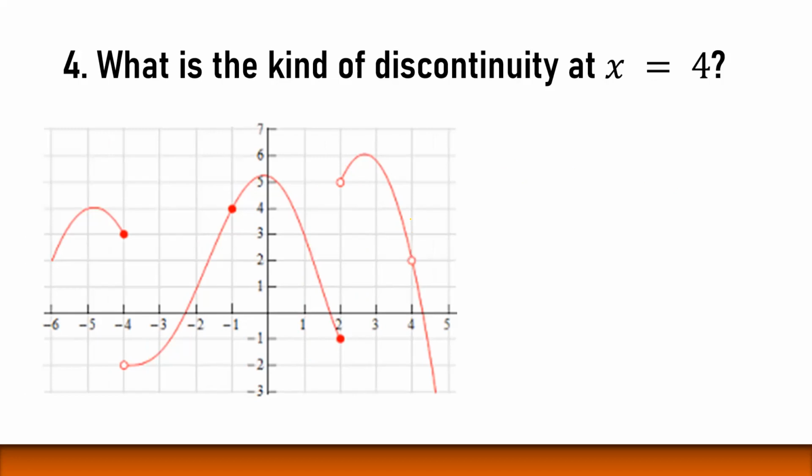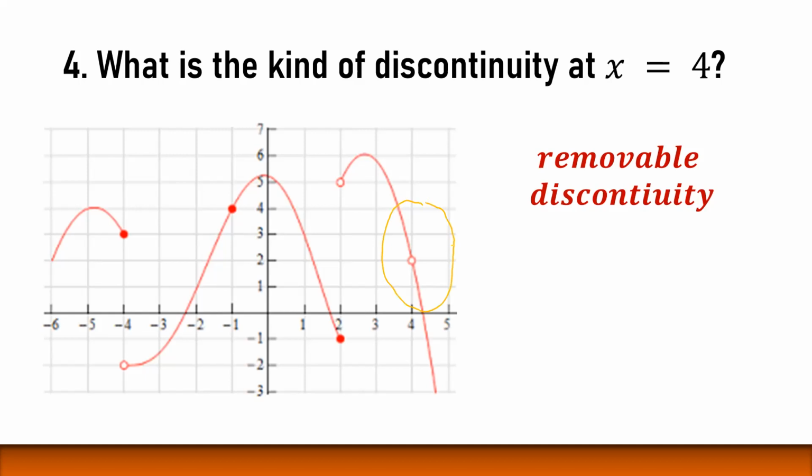Okay, and the answer is removable discontinuity. Okay, the limit from the left tsaka from the right of 4 are equal. They are both equal to associated y here. Kasi leading tayo towards this hole, associated y is 2. So ito yung limit from the left and right of 4. Pero dun sa positive 2 natin, we have a jump discontinuity. Ganun din sa negative 4, we have a jump discontinuity.